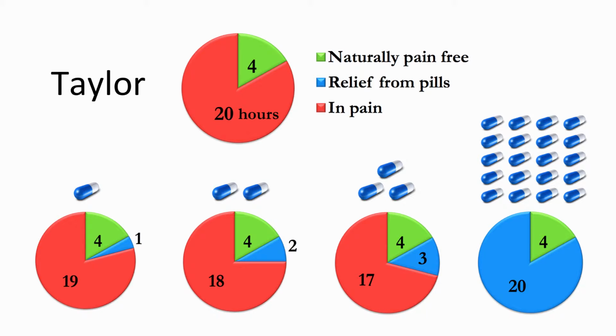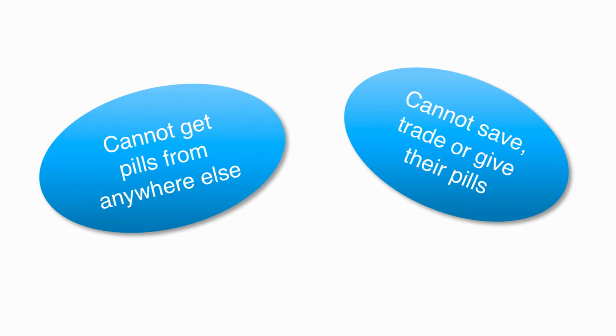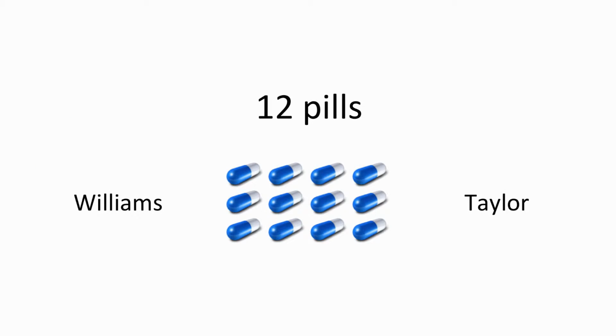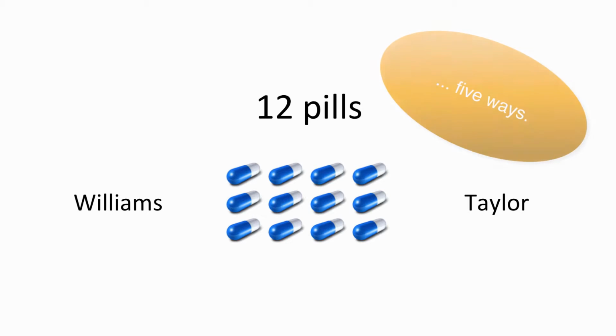Other than that, Williams and Taylor are identical in all respects. Assume that Williams and Taylor cannot get pain relief pills from anywhere else. After the 12 pills are divided, they cannot save their pills, trade their pills, or give their pills to anyone else. Given these characteristics of Williams and Taylor, how might we divide the 12 pills? We are going to focus on 5 specific ways.